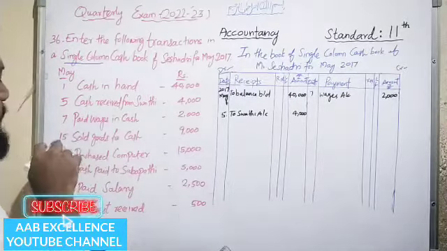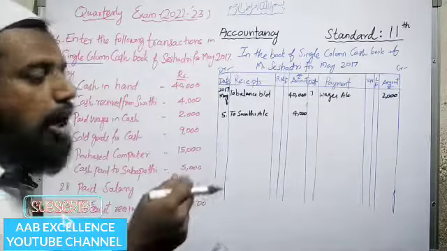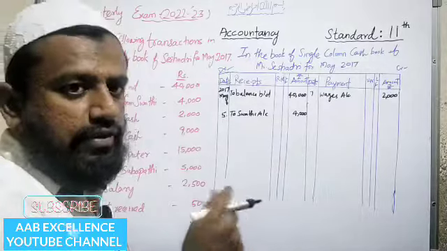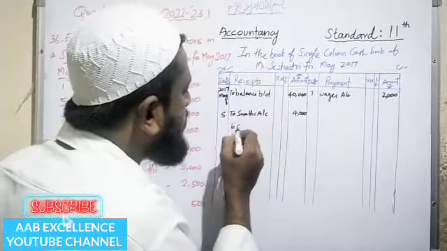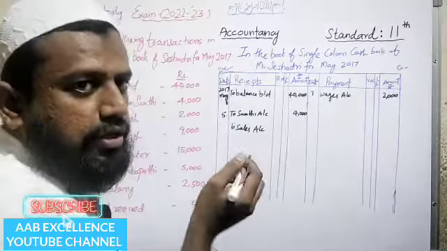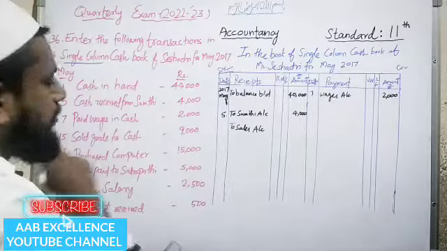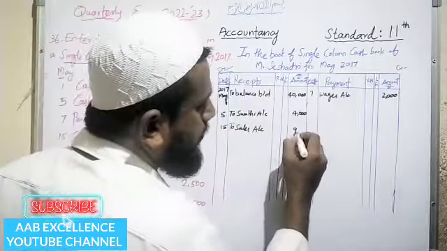Okay, students. The next, date 15, sold goods for cash. We sold the goods for cash to receive the cash. So to sales account, because cash is received, we sell the products or goods, whatever they may be. Date 15. How much? 9,000 rupees.